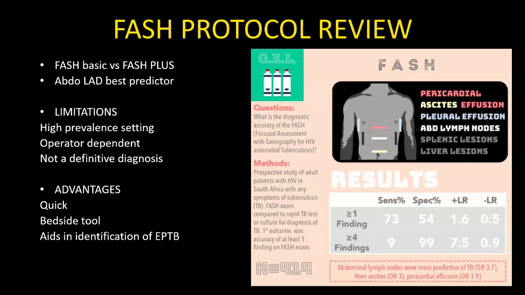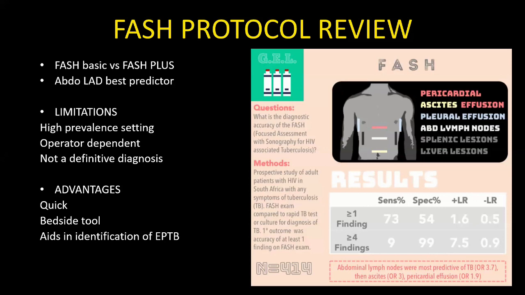Okay, so just as a summary, the FASH basic versus the FASH plus. With the FASH basic, we'll only be looking for the 3 effusions. So is there a pericardial effusion? Are there pleural effusions? And is there ascites? Any one of these individual characteristics in an HIV positive patient has a sensitivity of 73%.